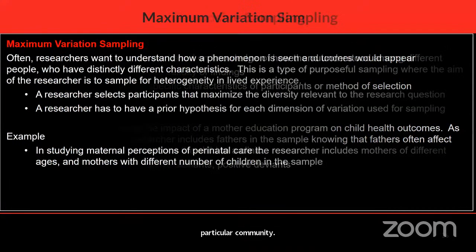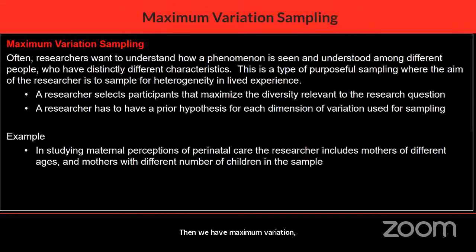Then we have maximum variation sampling. Often researchers want to understand how a phenomenon is seen and understood among different people who have distinctly different characteristics. This is a type of purposeful sampling where the aim of the researcher is to sample heterogeneity in lived experiences. A researcher selects participants that maximize the diversity relevant to the research question, and a researcher has to have a prior hypothesis for each dimension of variation used for sampling.